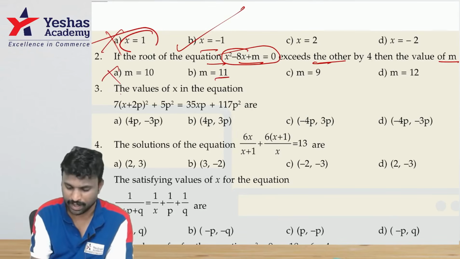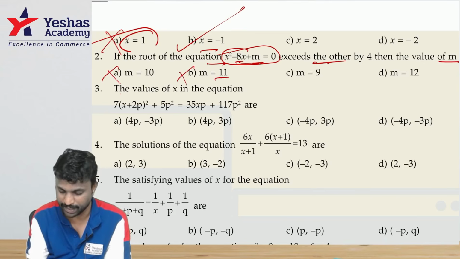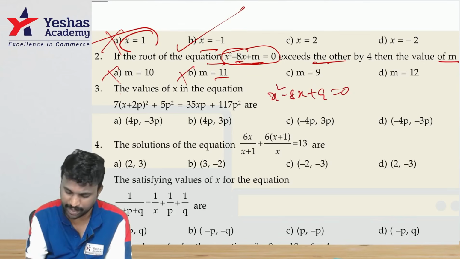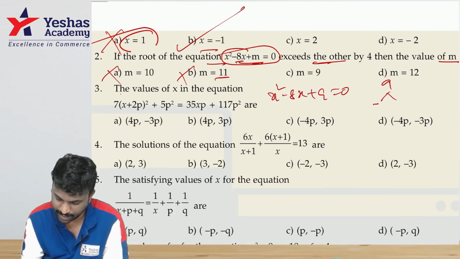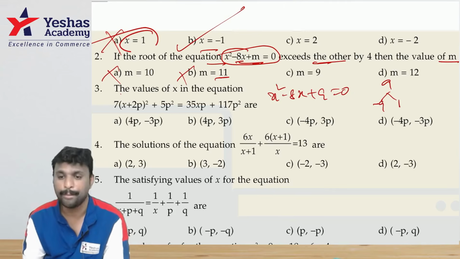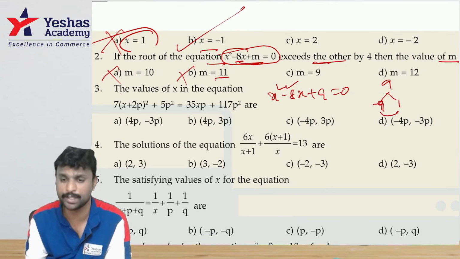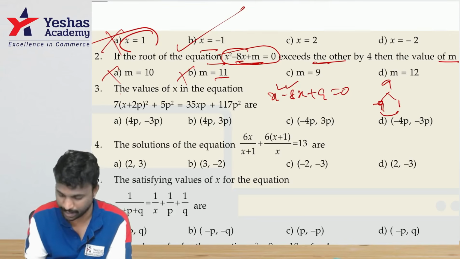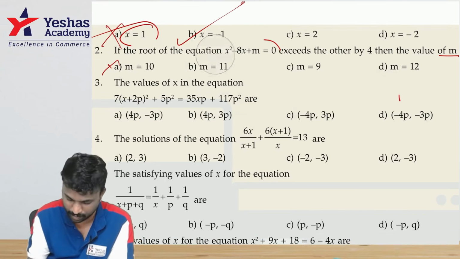How about 11? 11 is a prime number. 11 cannot be factorized to get minus 8. So it's not option B either. 9. X square minus 8x plus 9. Is it factorizable? Minus 9 and plus 1. By adding these two you get minus 8, but by multiplying these two you get minus 9, but it is plus 9. So definitely it's not factorizable as well.